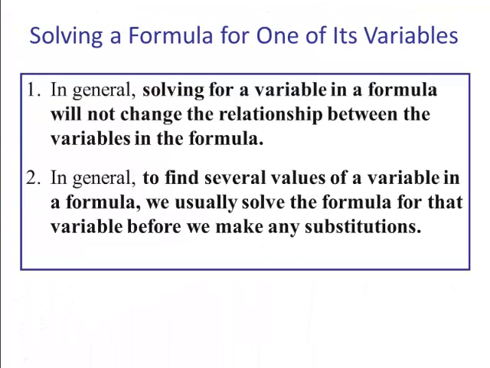So in general, solving for a variable in a formula will not change the relationship between the variables in the formula. They may look different, but they are actually the same. In general, to find several values of a variable in a formula, we usually solve for that variable before we make any substitutions, just like we did in the previous example.